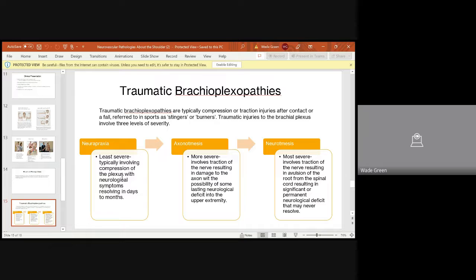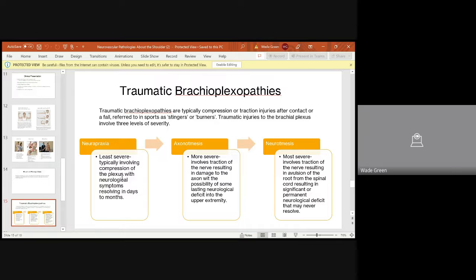Okay, axonotmesis. Now this is actually more severe, and this is where there's actual stretching of the nerve and damage to the axon. And you may notice, obviously, with axonotmesis, the more permanent neurological damage. So someone may take a lot longer to regain sensory function and/or motor function to the arm and hand after axonotmesis.